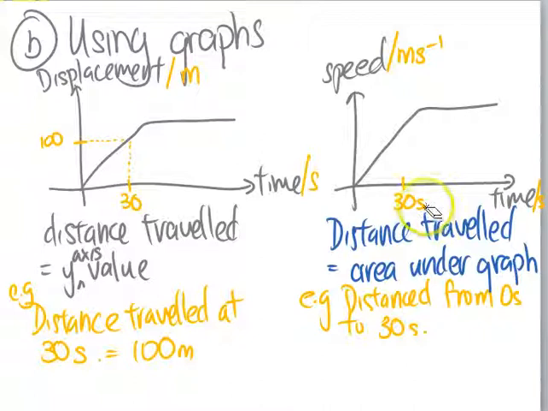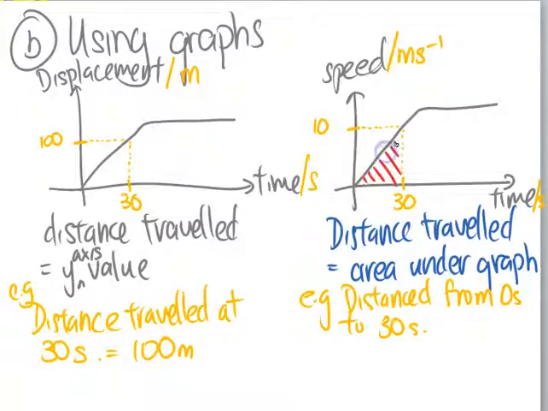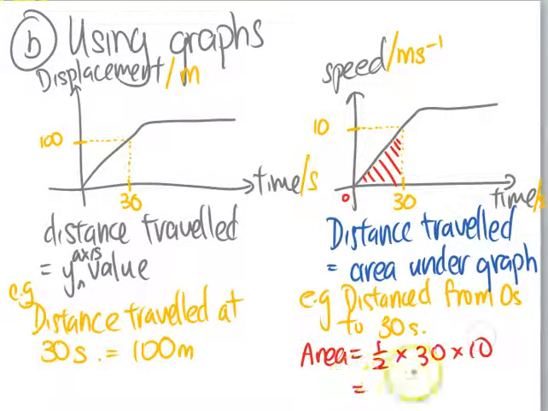Maybe the speed reaches 10 meters per second at 30 seconds. How do I find out the distance traveled? I need to calculate the area under the graph, which is the area of this triangle. So the area is equal to half times 30 times 10, which is half times base times height. This is equivalent to 150 meters.